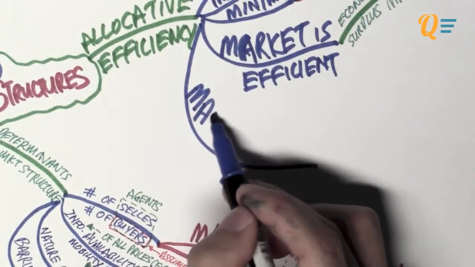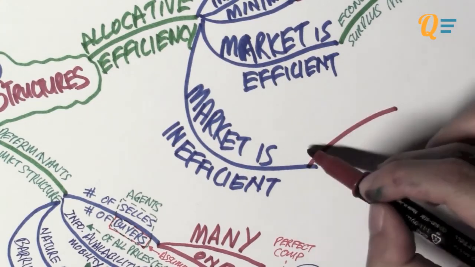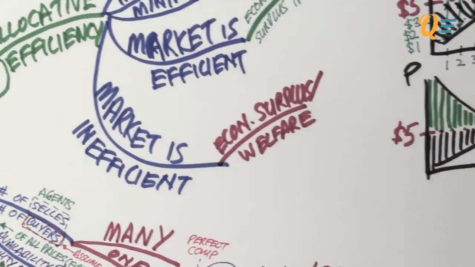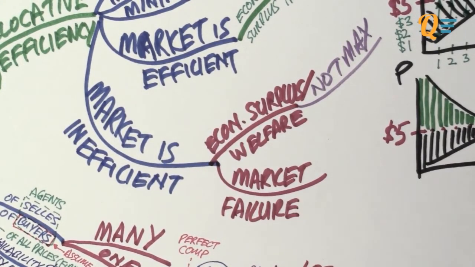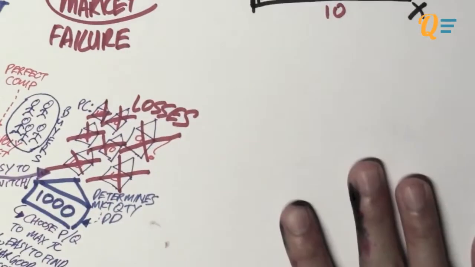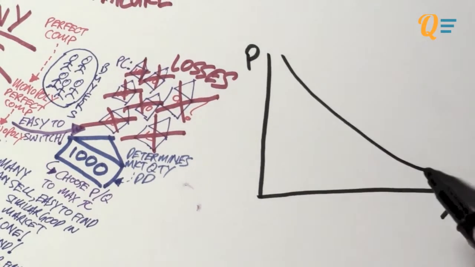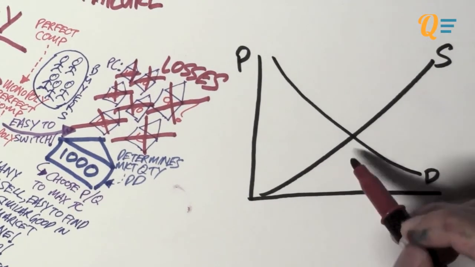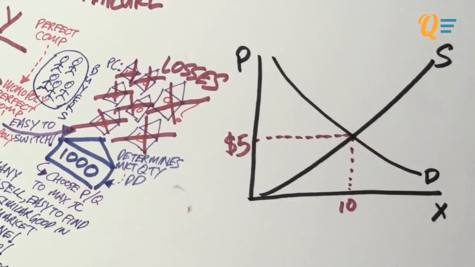So now let's talk about a scenario whereby the market is not efficient. Just a reminder, the market is not efficient when the economic surplus or welfare is not maximized. We can also call this market failure. Earlier you saw that when the market price is determined by the intersection of the supply curve and the demand curve, you have market efficiency, right? The welfare is maximized. But there can be cases whereby the market price is not determined by the intersection of the supply curve and the demand curve itself.